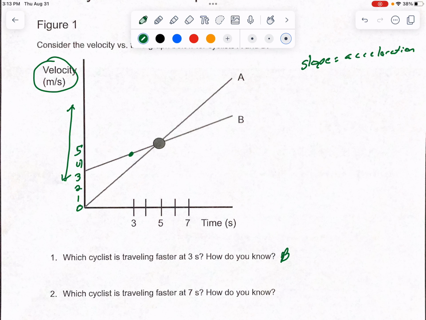Now number 2 says, which cyclist is traveling faster at 7 seconds? We're going to keep going towards the right, and we're going to see who's higher at 7 seconds. And that would be A now. So A would be faster because it has a higher velocity at that time.